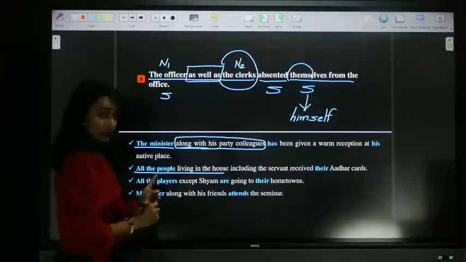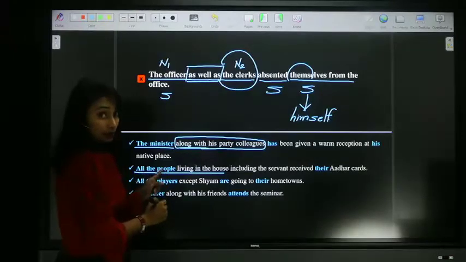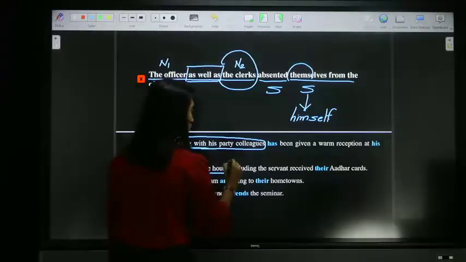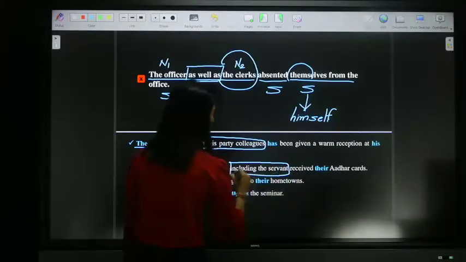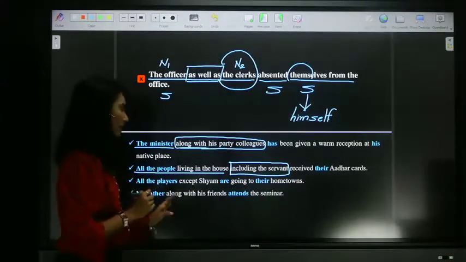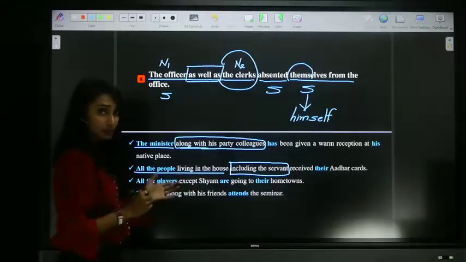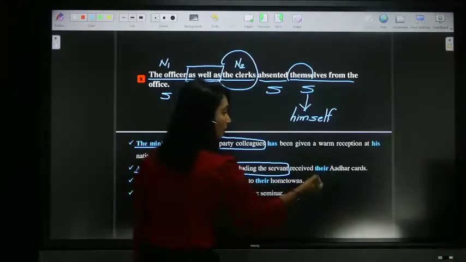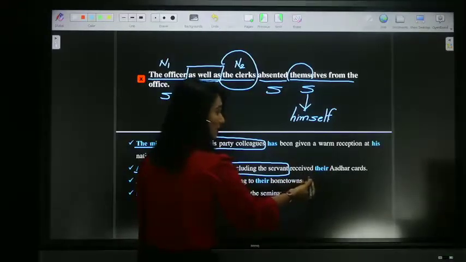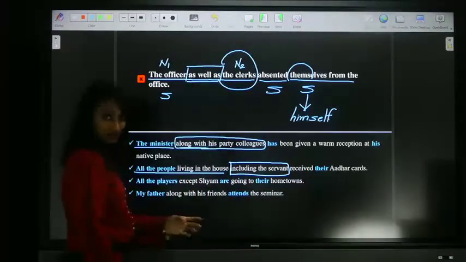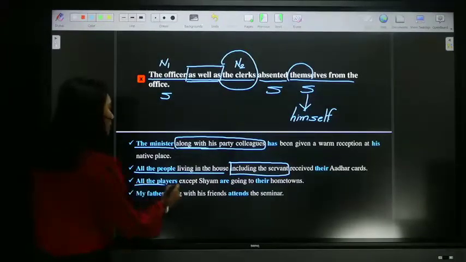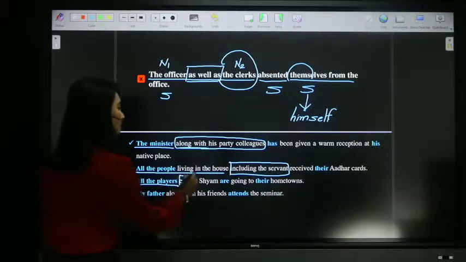So it is our subject. Subject is plural or singular? All the people, plural. Including the servant, is it additional information? We should not consider. All the people is plural. So we require plural verb and plural pronoun. Received is in past tense. Their Aadhaar cards.